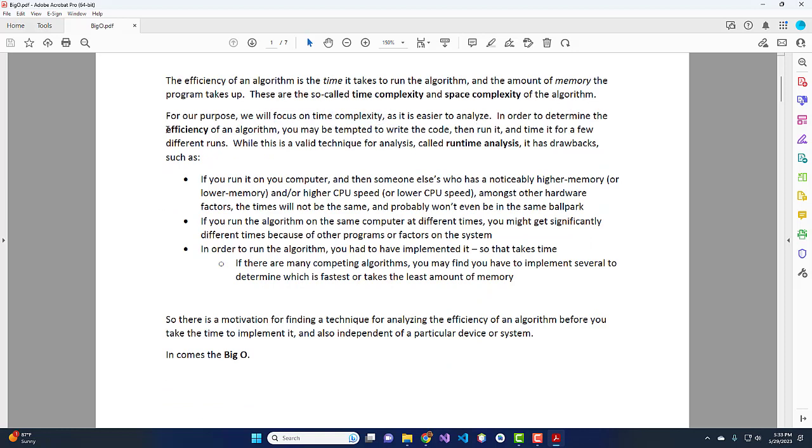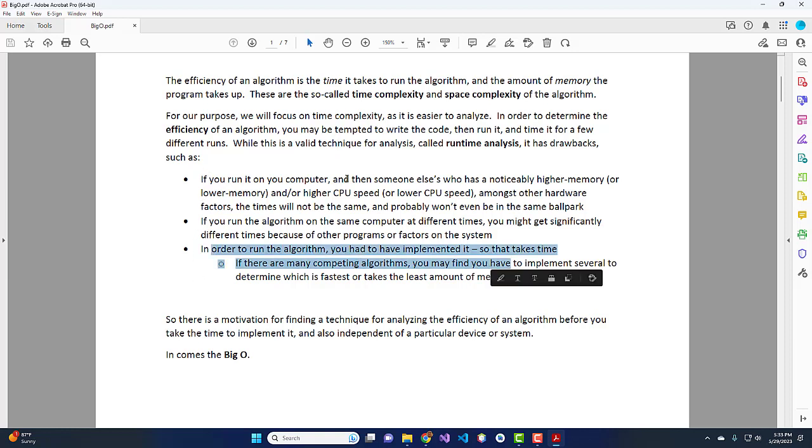In order to determine the efficiency of an algorithm, you may be tempted to write the code and run it, and then time it for a few different runs to see how fast this code is. Or maybe you write multiple algorithms that are supposed to solve the same problem to see which one's the best. That's fine and dandy, except that it could take up quite a bit of time just to come up with the code and to run it. So you have to implement it. This type of analysis is valid, and it's called runtime analysis, but it has these drawbacks.